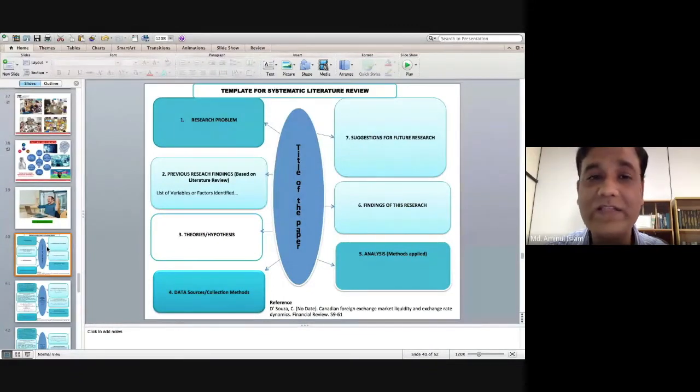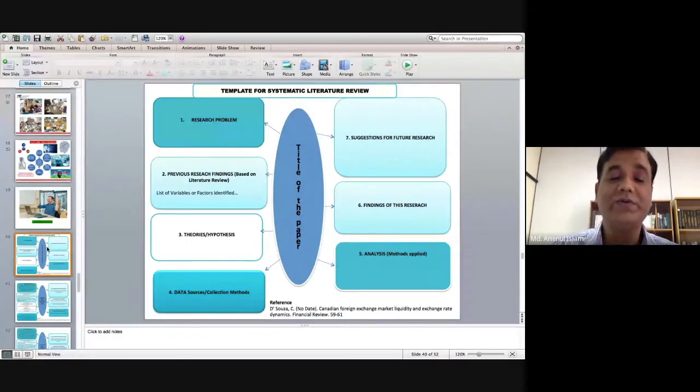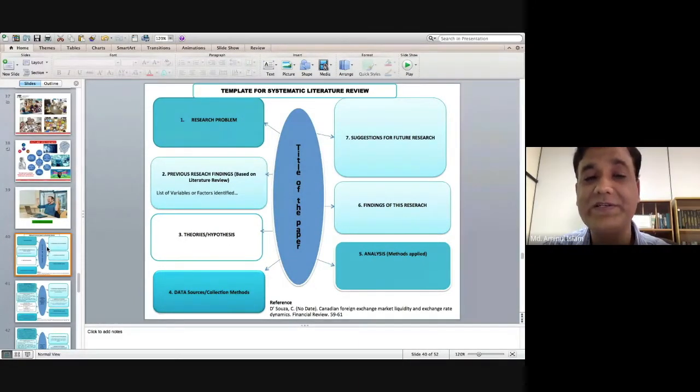You can see the blocks there. In the first block, I put the research problem. When you read the first few paragraphs, you will already understand what kind of research problem they are trying to handle, so you just write in a sentence what problem they try to tackle. Then when you move to the literature review of that paper, you will find the factors identified by previous researchers, so you list down all the factors. Then you look at what theories were used or what hypotheses were tested, and list them down. How did they collect data and where did they get the data? That one you list down under number 4.